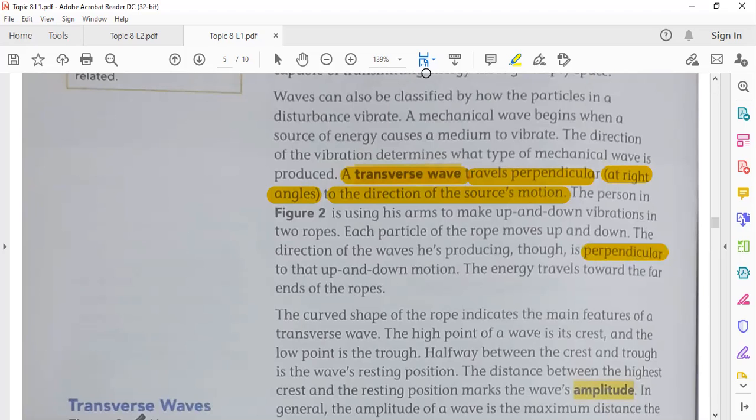In math, the word perpendicular means like this. When one line is perpendicular to another, we say that like this. This line is perpendicular to this. They form a right angle, or 90 degrees.